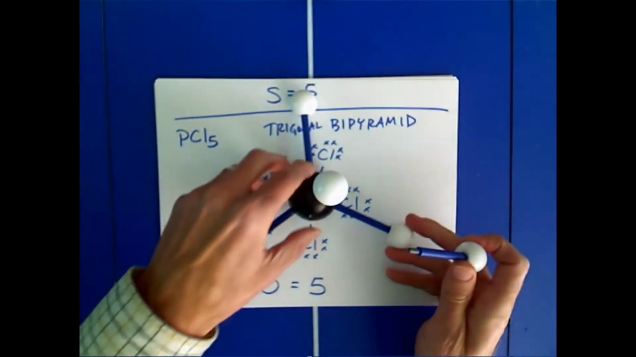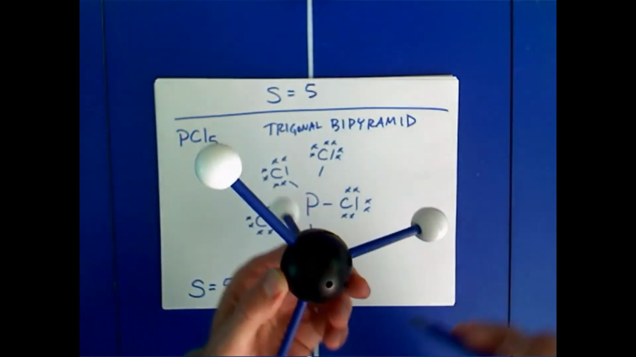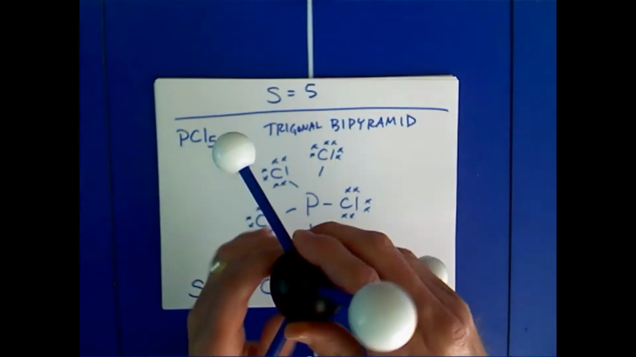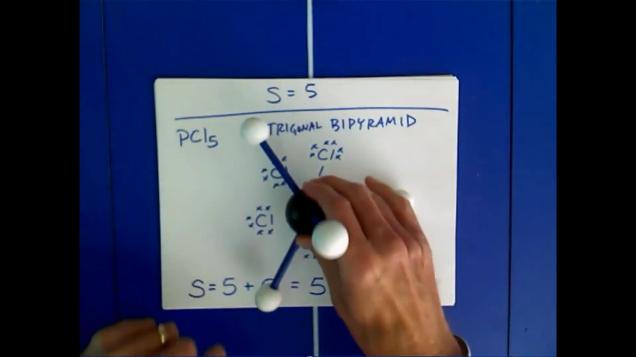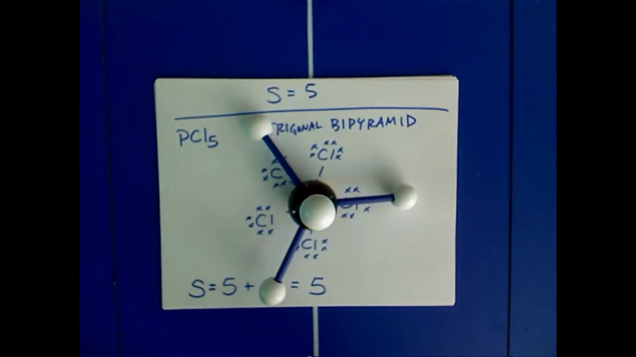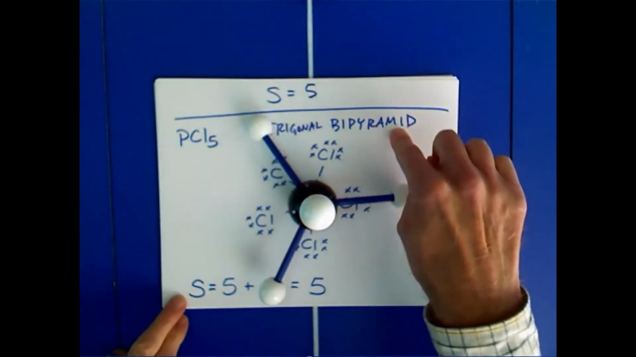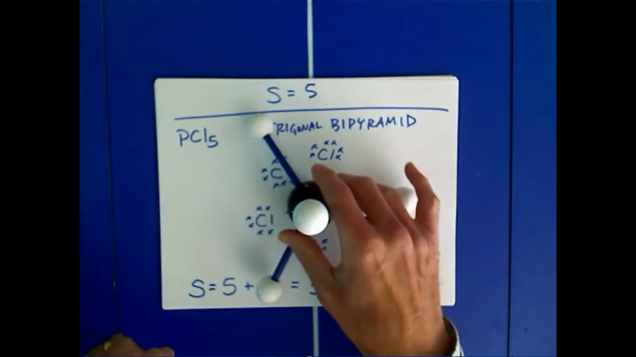Well, of course, we can flip this over and do the same thing in the other direction, of course removing this bond in this case. And we see on the other side we have another pyramid. So we have 2 pyramids, or a bipyramid, both pyramids of which have a triangular base.